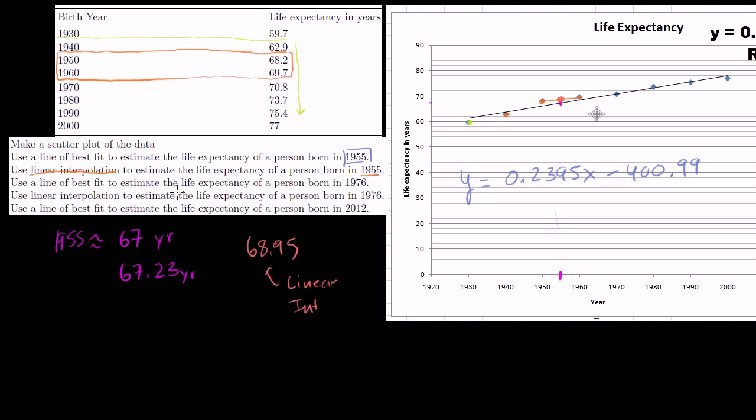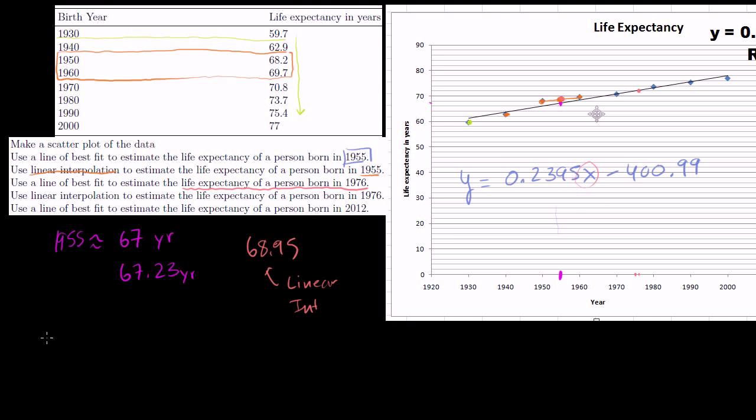Use a line of best fit to estimate the life expectancy of a person born in 1976. Once again, we can use the equation of the line of best fit, plug in 1976 here, and see what it gets us. I mean, we can eyeball it. 1975 is there, 1976 is there. It'll be right around there. But let's actually use the actual equation.